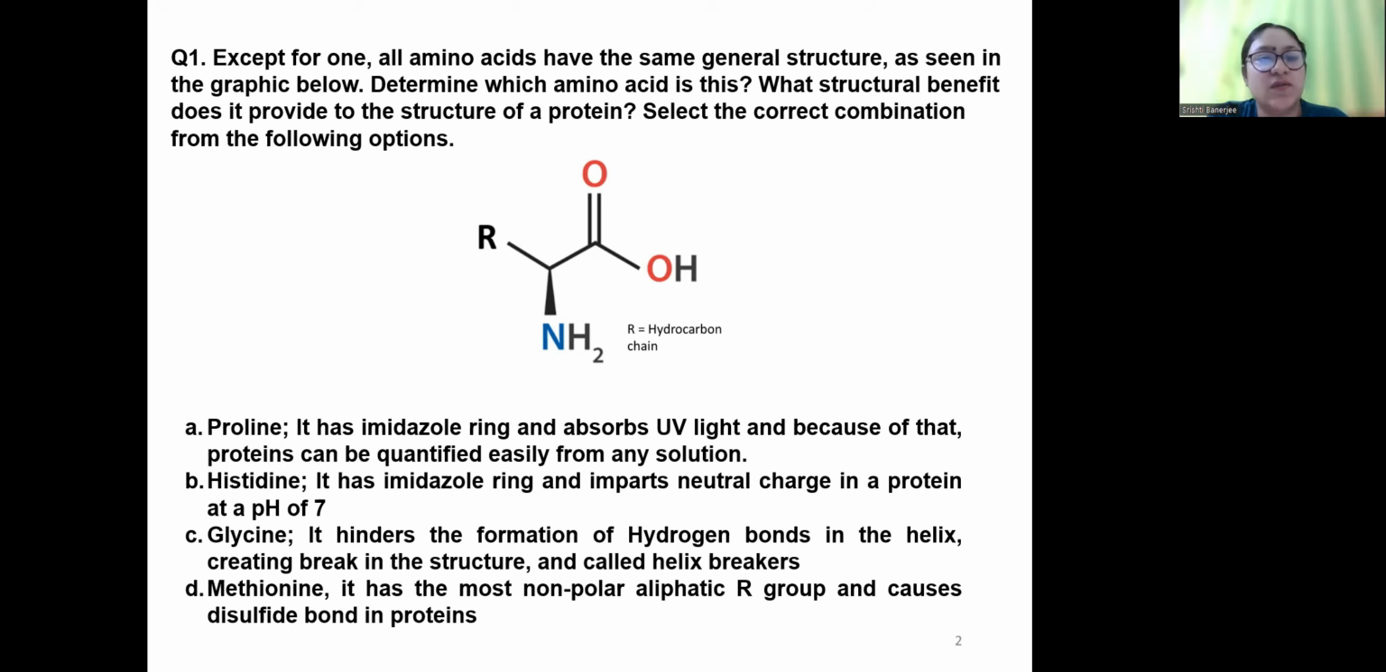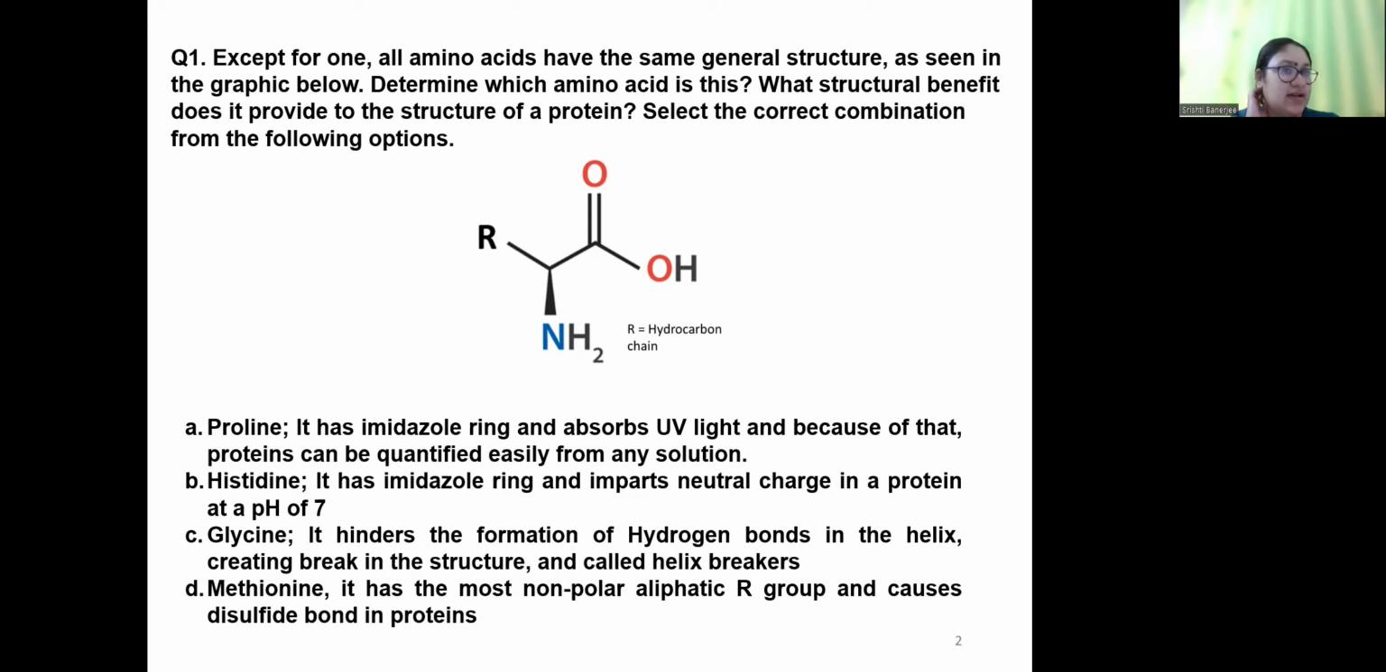The first question says that except for one, all amino acids have the same general structure as seen in the graphic below. That is the central C group in the middle, the COOH group attached to it, and then we have the amino group and the R group. The R group signifies the hydrocarbon chain or the side chain, which is different for every amino acid. All the rest have this particular structure, C, COOH, and NH2, the same.